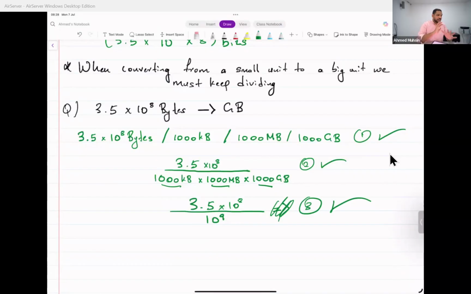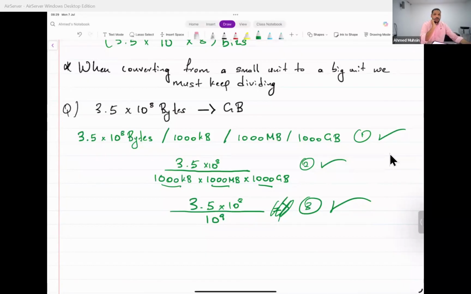The examiner doesn't need the final answer. He wants you to construct an expression. Okay, everybody? I didn't get you. After simplifying it, so above you have 10 to the power of 8, at the bottom you have 10 to the power of 9. If you simplify it, you get 10 to the power of -1. Don't do it. Just keep it like this. Okay?